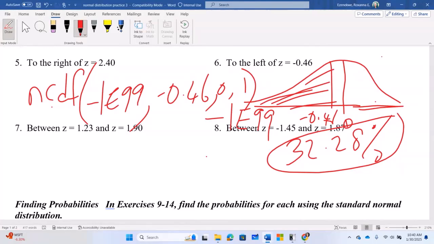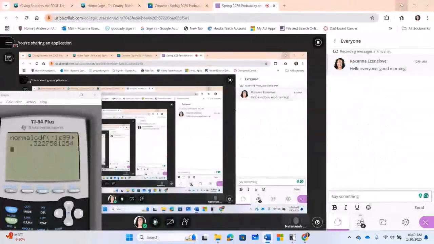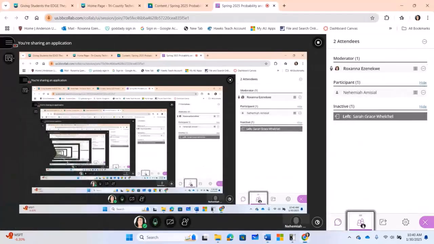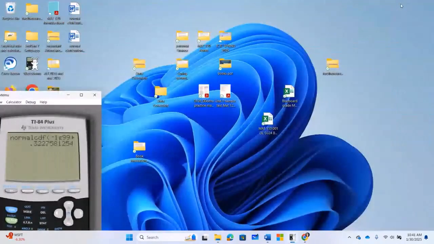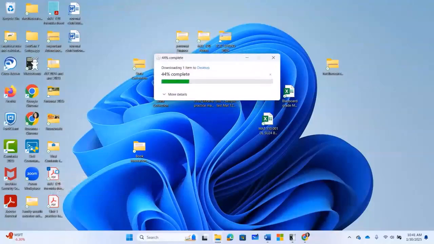How do I read the chart to find the area under the normal curve? All right, so I am going to pull the chart so I can read the normal distribution. Okay, Nehemiah, I hope you're doing well. Okay, so I am going to read the chart. But first of all, let me open the chart.